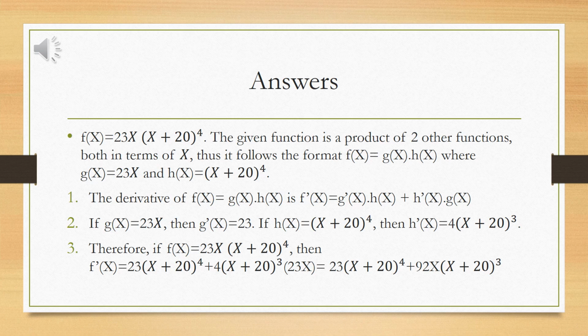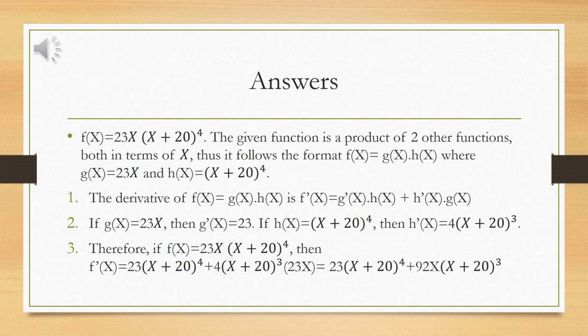If g of x is 23x, then g prime of x is 23. If h of x is x plus 20 to the 4, then h prime of x equals 4 times x plus 20 to the 3.